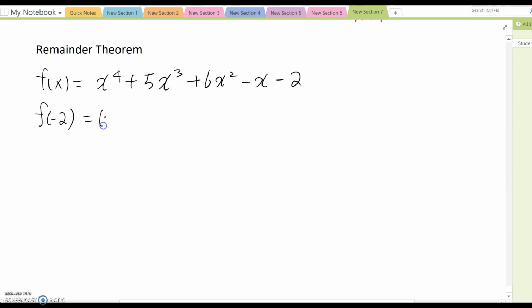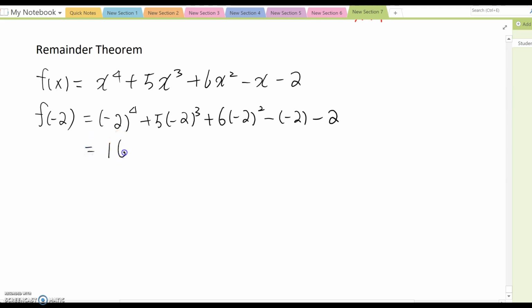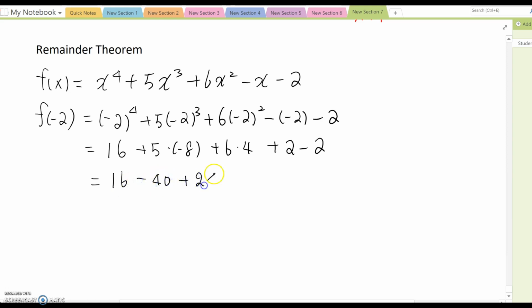Then this becomes negative 2 to the fourth power plus 5 times negative 2 cubed plus 6 times negative 2 squared minus negative 2 minus 2, right? So it's going to be 16 plus 5 times negative 8 plus 6 times 4 plus 2 minus 2. It will be 16 minus 40 plus 24 plus 2 minus 2. If you calculate that, it becomes 0.